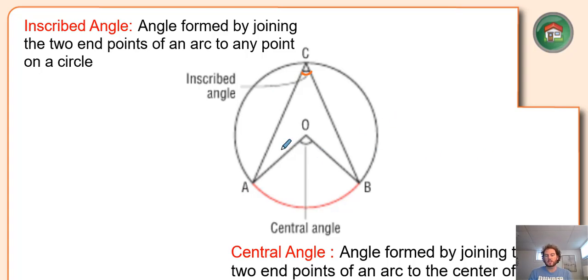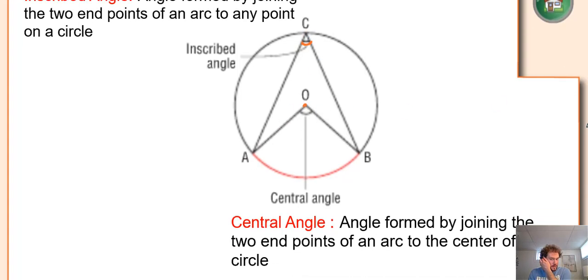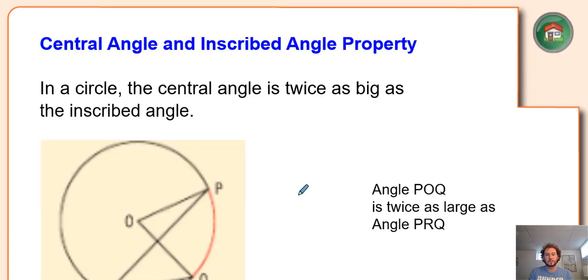Okay, and we could make the same type of angle, but instead of going to the edge of my circle, we go to the center of my circle. So from A to my center, O, to B, and that type of angle is called a central angle. Okay, so inscribed angle and central angle. So a central angle is an angle formed by joining two endpoints of an arc to the center of your circle. So why do we care? Well, there's some interesting properties about inscribed and central angles.